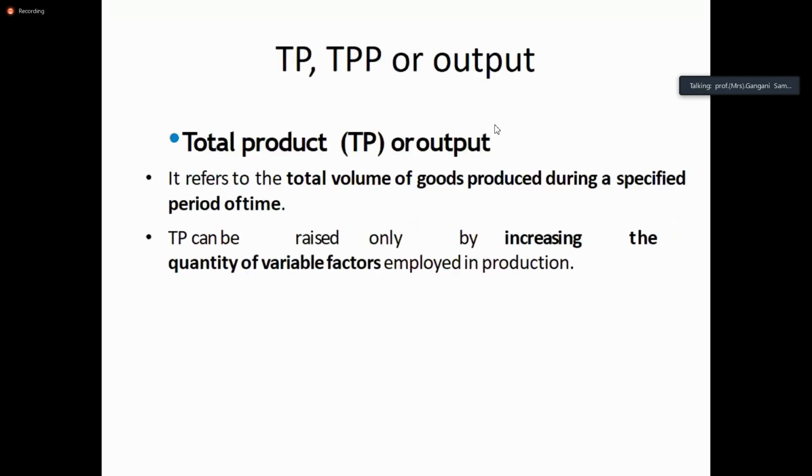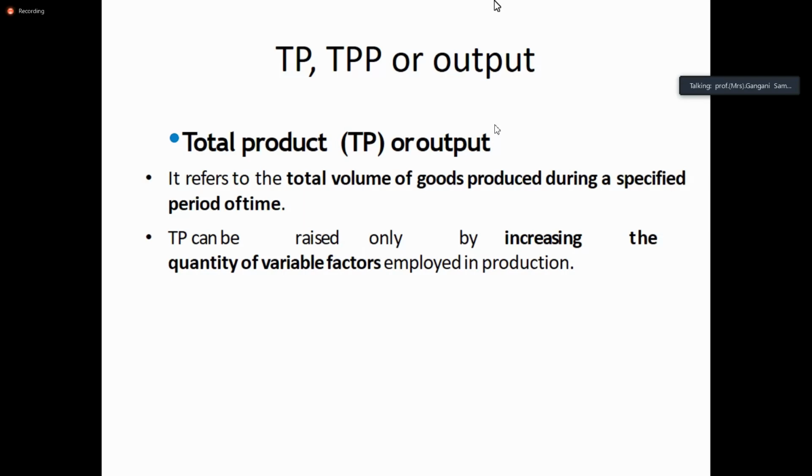Now we will see various concepts of production. First of all, we will see what is total product. It is the total volume of goods produced during a specific period of time. Normally, total product can be raised only by increasing the quantity of variable factors. Maybe you are using more inputs, more fertilizer, more labor.